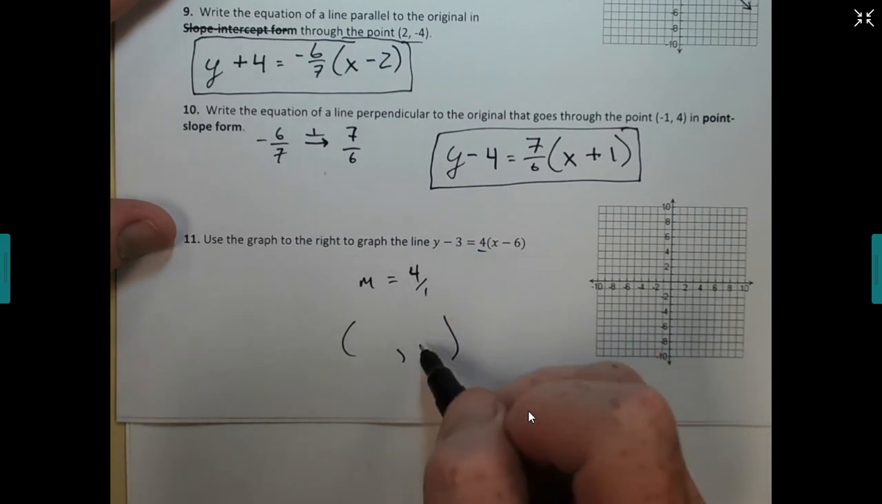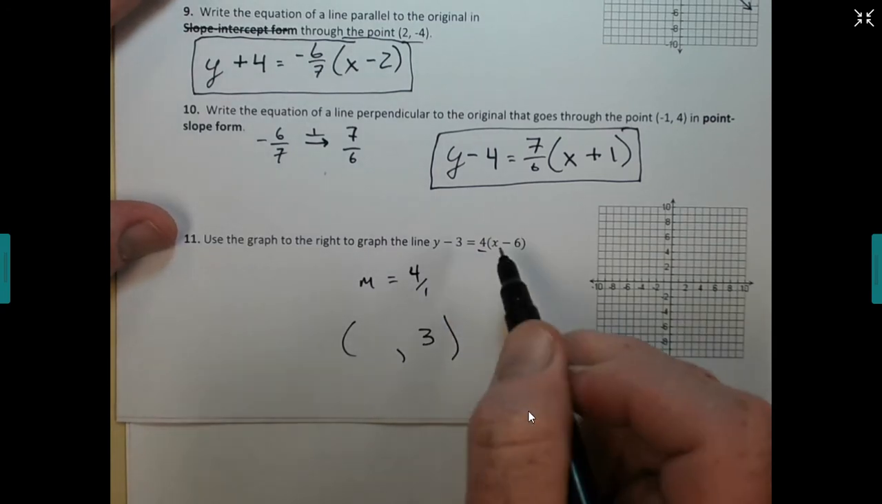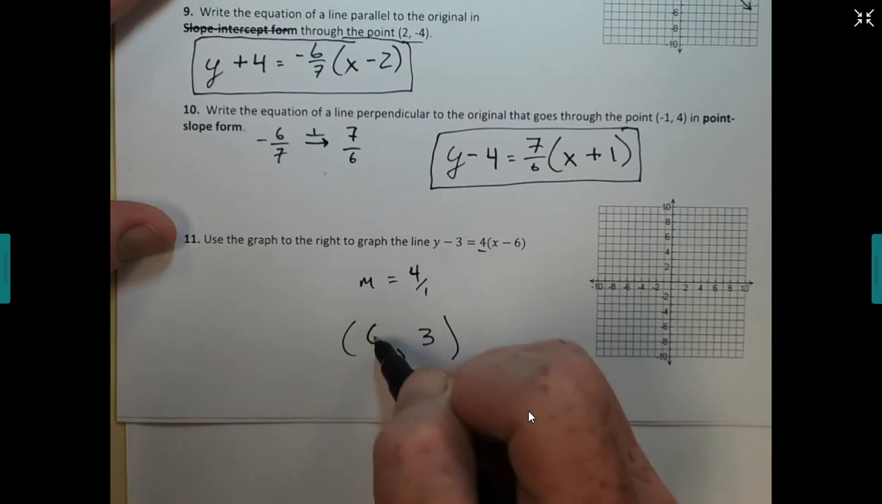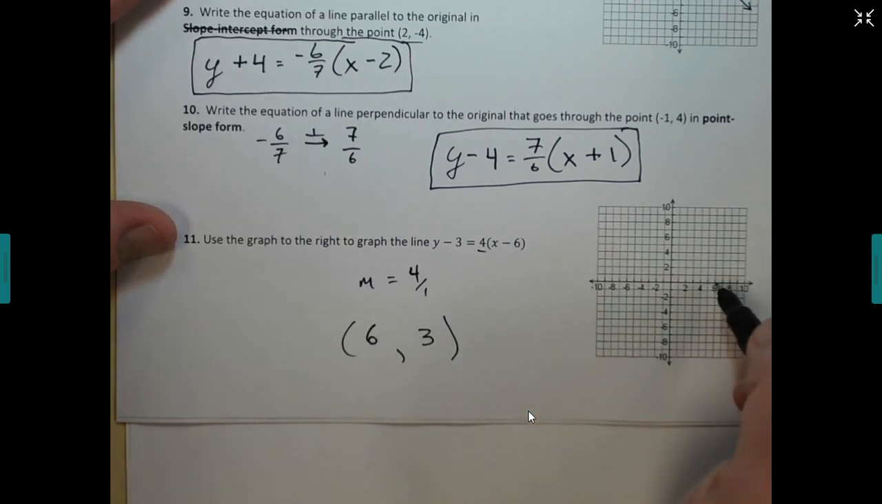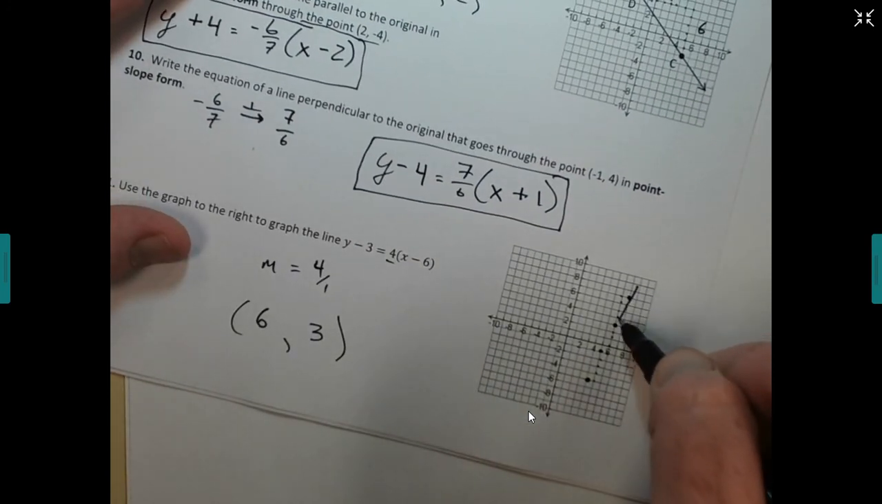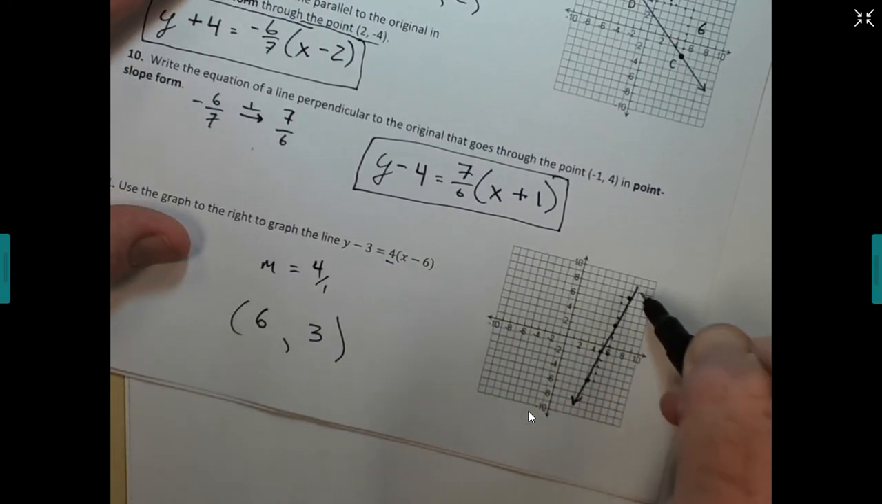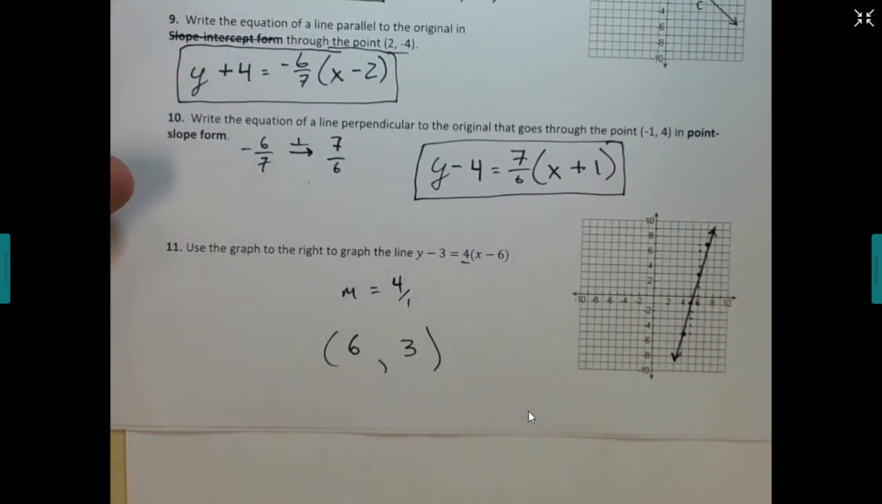So y -3, that means my y value is a +3. My x value is a +6. So I got to go over 6 up 3. I've got a point now, and I just use the slope. Rise 4, run 1. If I go off the graph, I can actually do the same things but backwards. Go down 4 and left 1. Down 4, left 1. Don't forget to draw the line.